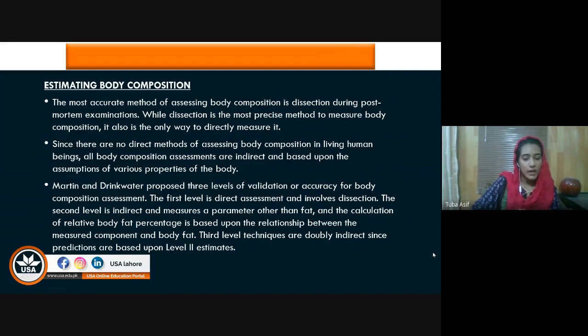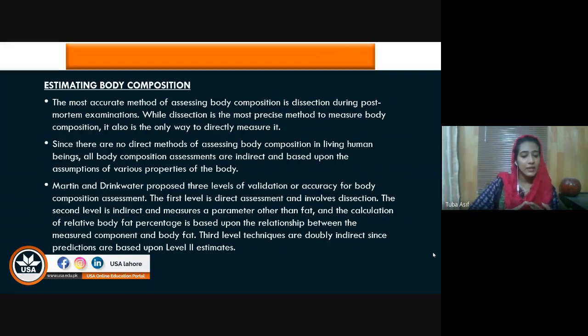Two scientists, Martin and Drinkwater, proposed three stages, three levels of validation or accuracy for body composition assessment. The first level is the direct assessment. That means it involves dissection.